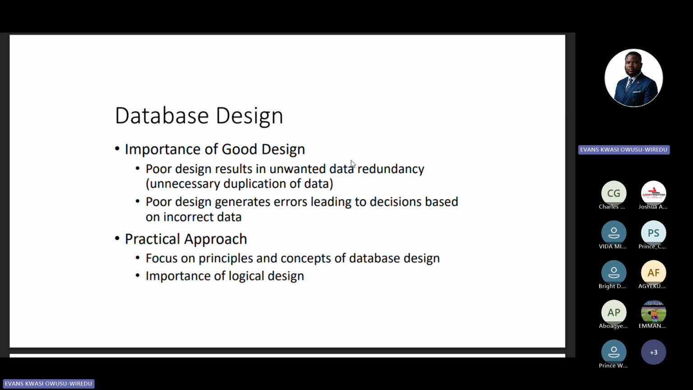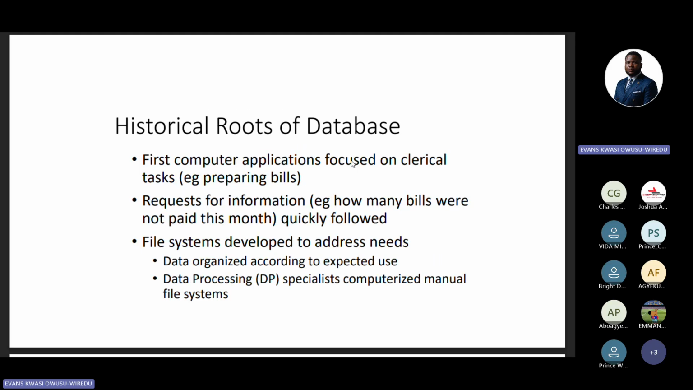So the practical approach will focus on the principles and the concept of database design. And that one is going to be taught, I think, in the second semester for us, in information. We are going to take it in a different course. So I think this semester it is not going to be looked at more. Importance of logical design, right? So that one too, we're going to... I think she didn't even explain this side. I think she jumped, but we have looked at it. The historical roots of database.